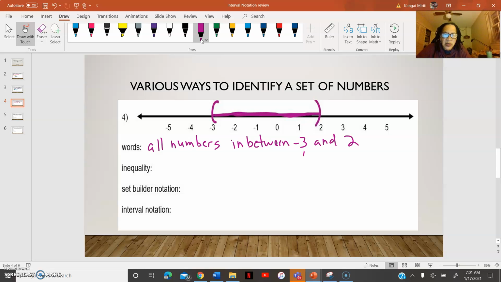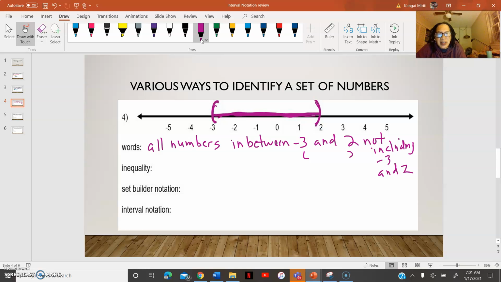But since we've got these curly brackets, it's not including -3 and 2. Well, I took a lot of space to say that in words. So here's all the numbers between -3 and 2, but not including 2, not including -3. Who's in this set? -1, 0, 1, 1.5, -2, 1.9999999, but not 2. -2.99999, but not -3. So that's how you say that set of numbers in words.